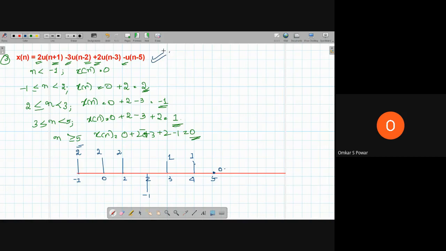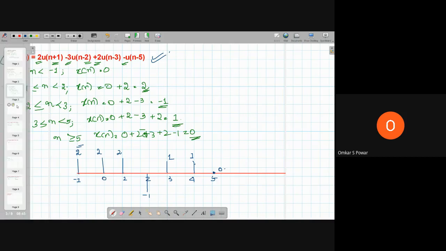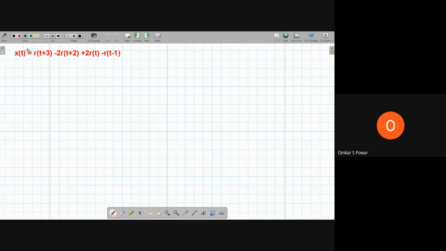So you have to practice different kinds of problems. I have shown you just an example. Now we have seen for unit step function how to plot it. But let us see one problem. How do we plot the ramp function? So when you have given u of t, that is a step function, it is understood. Now in the question they have given: plot x of t is equal to r of t plus 3 minus 2 of r of t plus 2 plus 2 of r of t minus r of t minus 1.